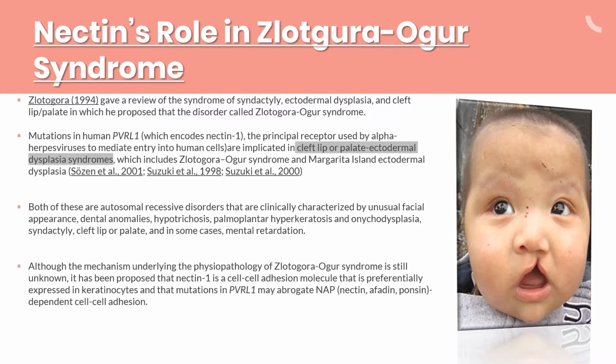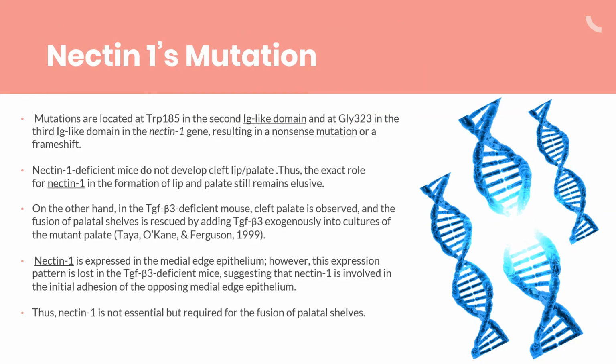And so although the mechanism underlying the physiopathology of the Zlotogora-Ogur syndrome is still pretty much unknown, it's been proposed that Nectin-1 is the cell-to-cell adhesion molecule that is preferentially expressed in the keratinocytes, and that the mutations in that PVRL1 gene are going to abrogate NAP, which is nectin, afadin, and ponsin-dependent cell-to-cell adhesions. So those are very important in the formation of that cell-to-cell adhesion.